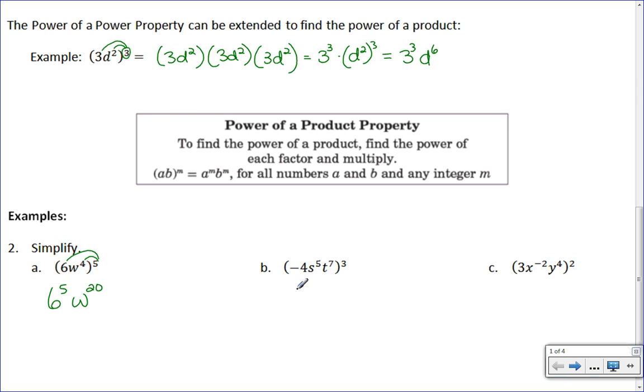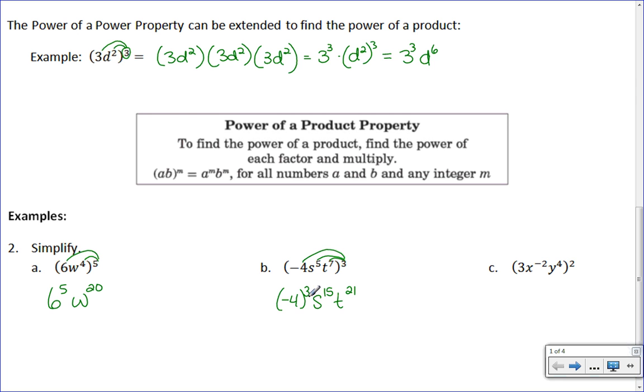Okay. Same thing here. In this case, we have 1, 2, 3 different things in the parentheses. So all 3 of them need to get this exponent of 3 on the outside. So here we have negative 4 to the 3rd. And then s to the 5th to the 3rd. So we'll multiply the 2 exponents and get s to the 15th. And then t to the 7th to the 3rd. So we'll multiply the 2 exponents there and get t to the 21st.